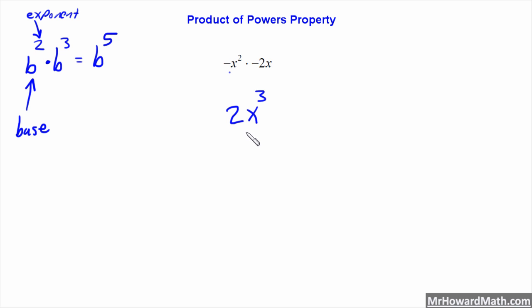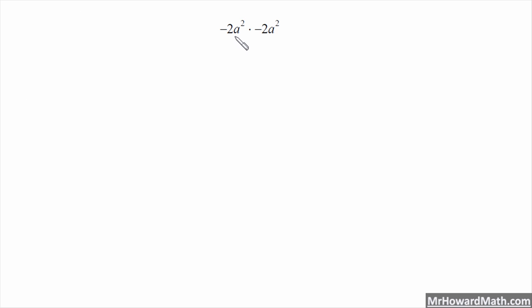Let's look at another example. We have -2a squared times -2a squared. So it's always numbers times numbers. So -2 times -2 gives us +4. And then it's a's times a's. So we have an a squared times an a squared. We're multiplying like bases here. The base is a, and the exponent here is 2, the exponent here is 2. So multiply like bases, you add their exponents. So 2 plus 2 is 4, so it would be a to the fourth. So altogether 4a to the fourth.